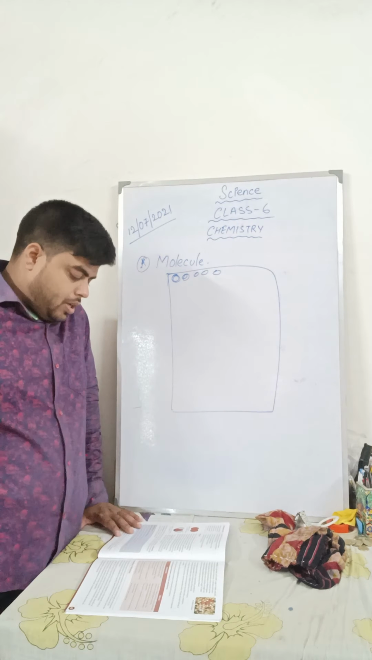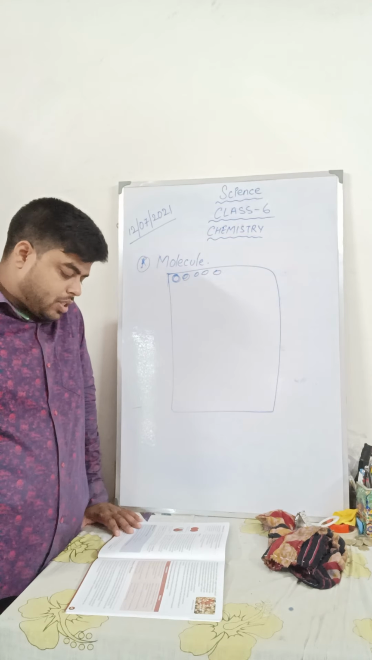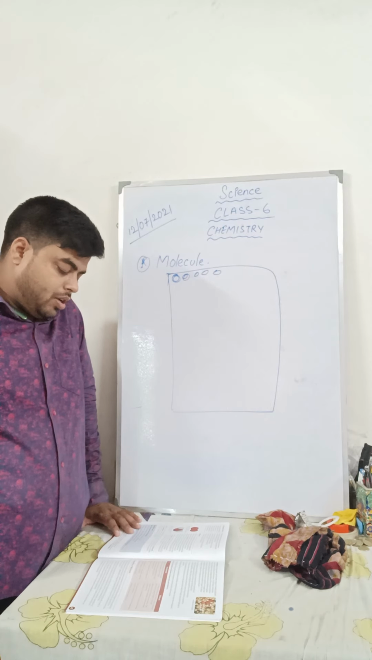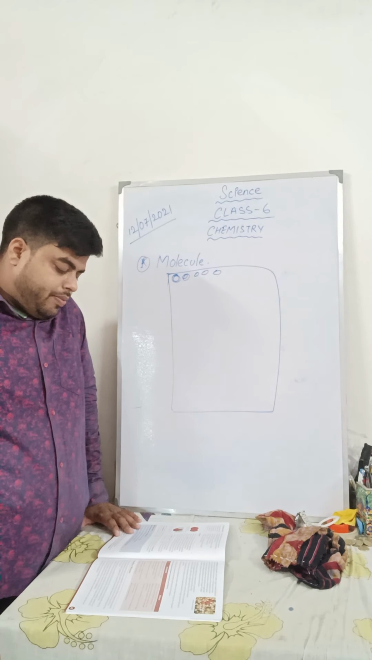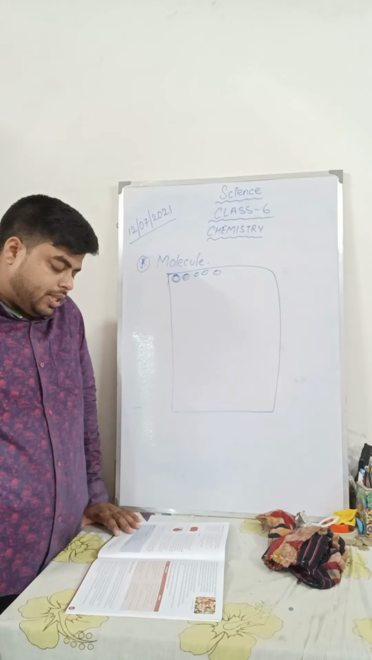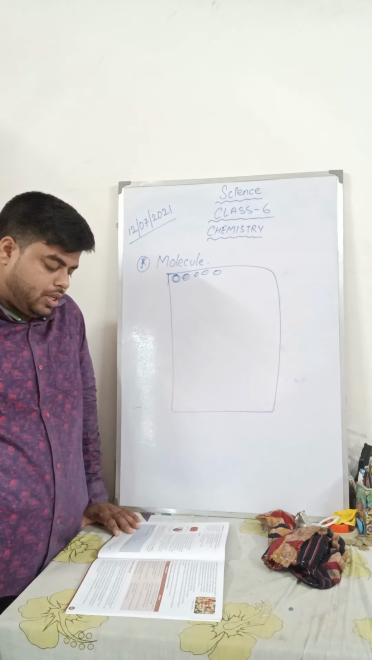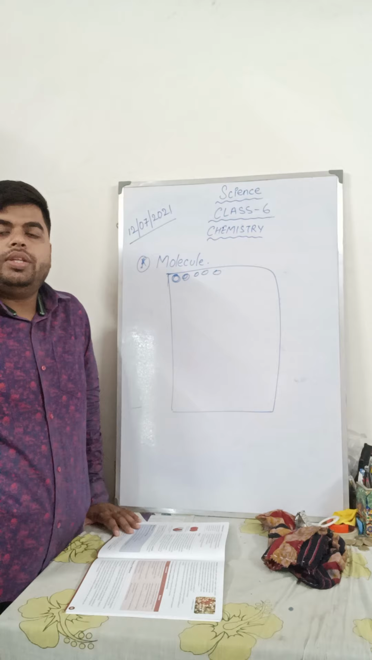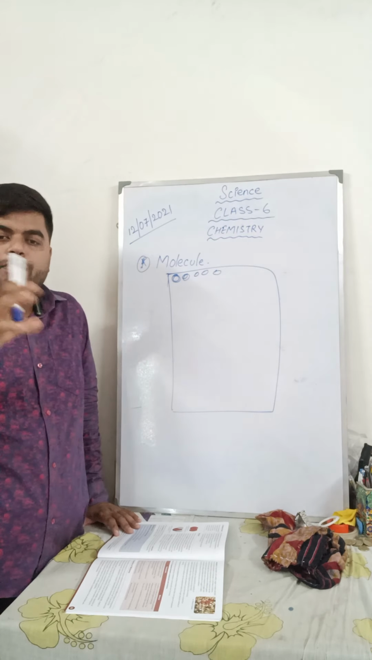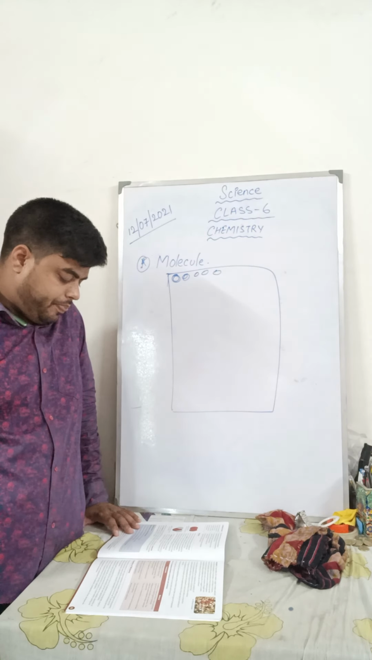When two or more atoms of the same element combine, a molecule of an element is formed. In molecules like oxygen, hydrogen, nitrogen, and chlorine, the same kind of atoms, or atoms of the same element, are bound together to form a molecule. So they are combined together to form a molecule of an element.